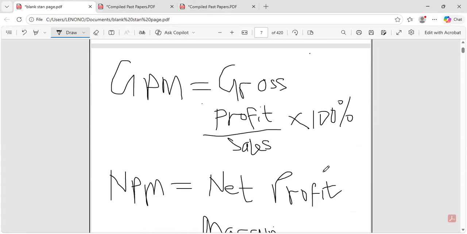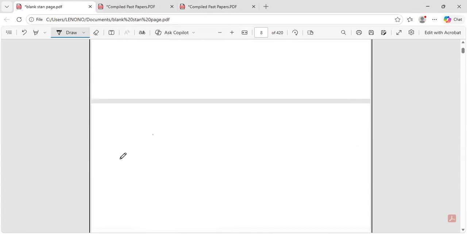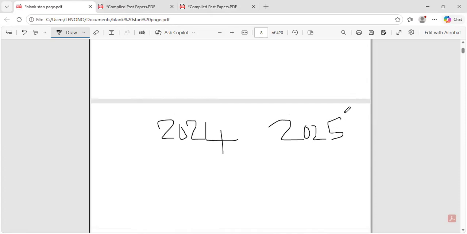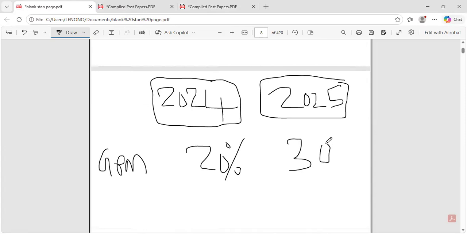So it will show if the company is doing fine in terms of gross profit for the two years. As an example, this is 2025, 2024. If the GPM for these two, it was 20% here, and then here it is 30%, what happens? Is the company doing fine?